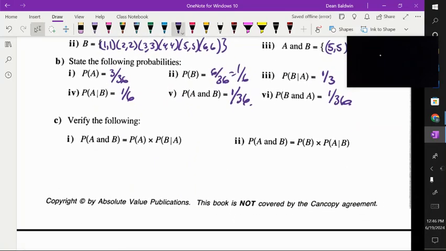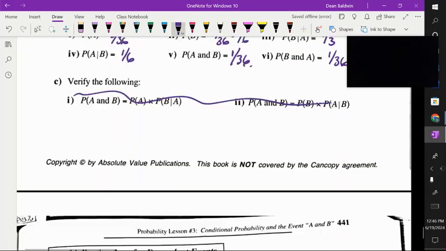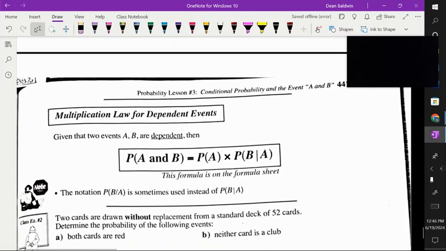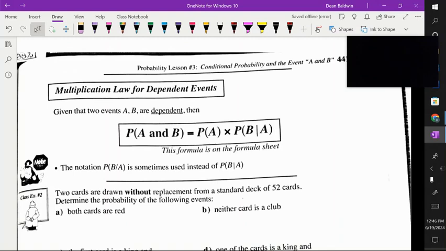We're not going to verify that. Don't worry about that. Flip the page. We get another formula. Yay. All right, so if events are dependent, the probability of A and B happening is the probability of A times the probability of B given that A has occurred. Okay? Yeah, I will give you this formula. You don't have to memorize it.